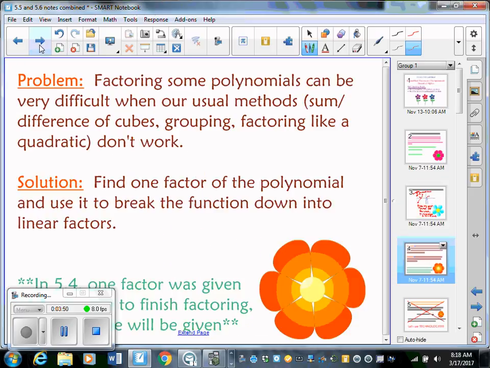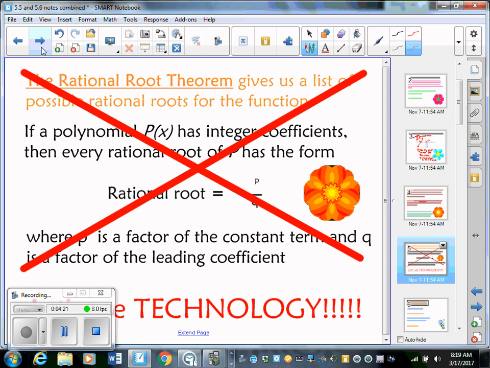All right, so our problem for today, I just kind of told you guys this. Factoring some polynomials can be very difficult. Does everything factor? No, not everything factors. Even though we have a lot of options of how we factor, not everything will factor. So if we can find at least one factor, we can usually break it down, right? The last part of your quiz, I gave you one of the factors, so then you did synthetic, and then you were able to factor and go from there. It's the same idea, except I'm not going to give you one of them. You have to find them on your own, and that's where your graphing calculator comes in.